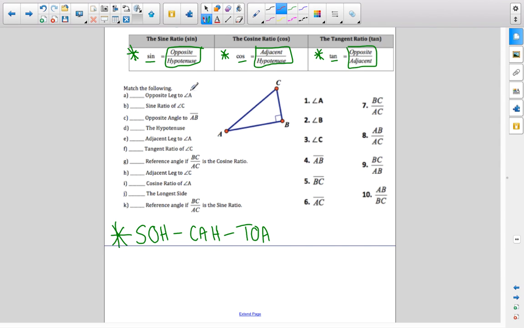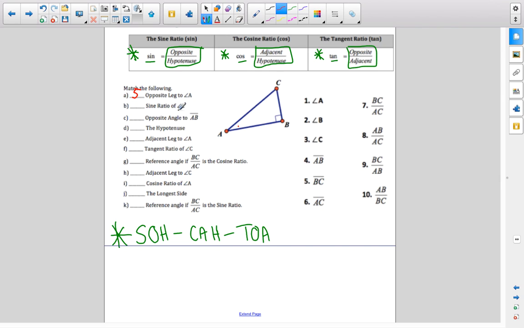Okay, the leg that is opposite angle A. Now here's angle A, so which leg is opposite or across from it? Okay, it's not touching angle A, and that would be over here, BC. So we'll put the number 5 here, because that says BC.